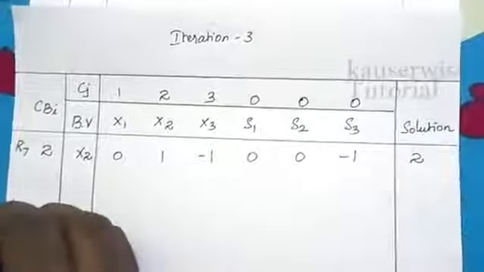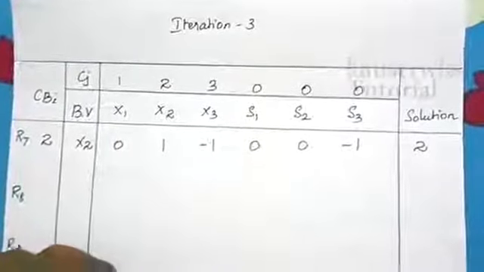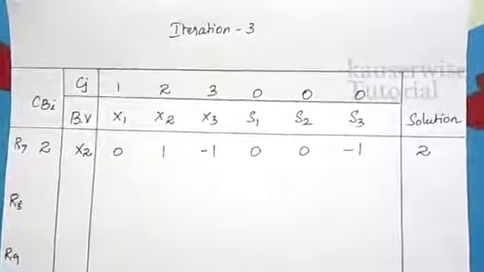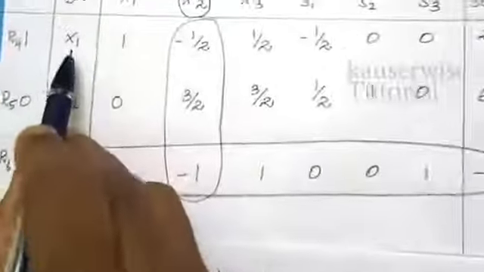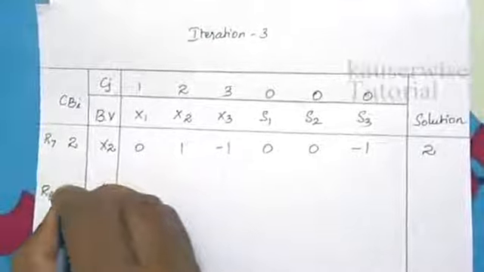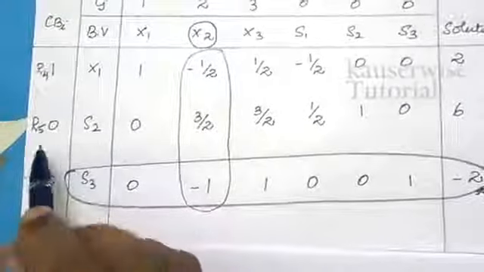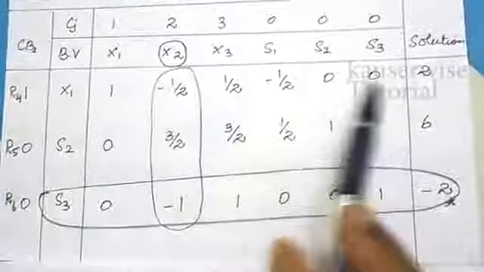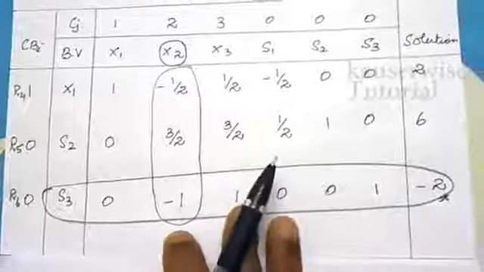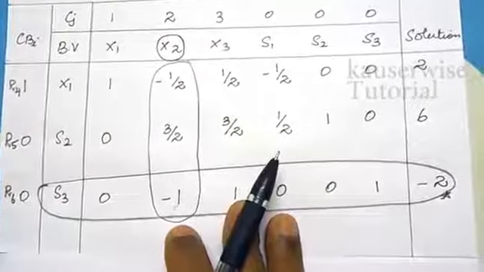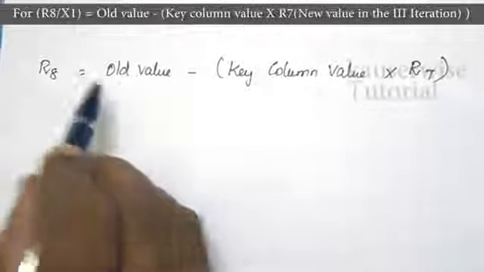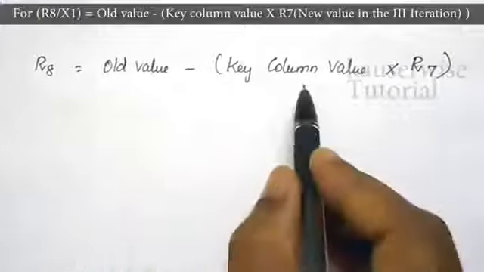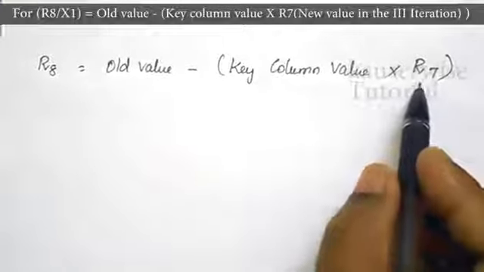Now we have to find row 8 and row 9. For that you have to follow one small formula. Look at the previous iteration. x1 value is 1. Second one, s2 value is 0. Okay. Now we need to find the new value for this row as well as this row. For that you have to follow one small formula. Look at the formula. New value for row 8 is equal to old value minus key column value into row 7, that is the new row value.